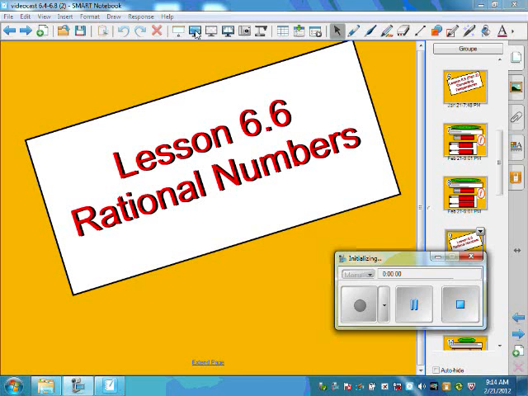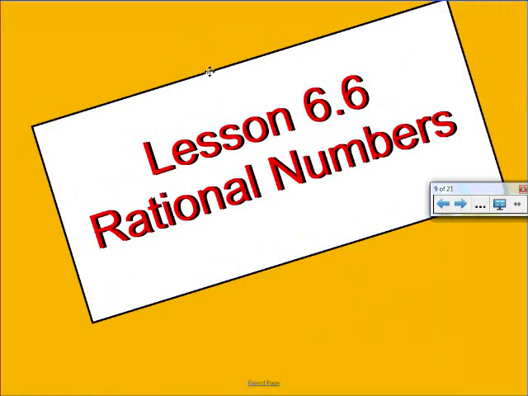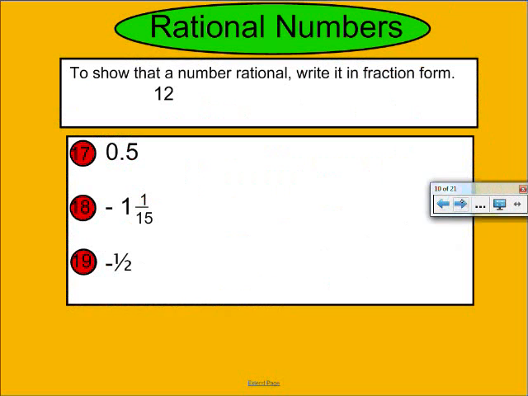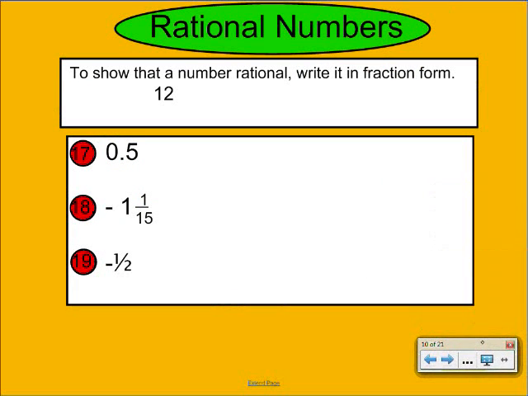Okay. Let's take a look at lesson 6.6, which would be rational numbers. To show that a number is rational, remember that we write it so that it looks like a fraction in fraction form. And if you take a look at my example here, the whole number 12 written as a rational number would be 12 over 1. Go ahead and take a look at numbers 17, 18, and 19. Write those as rational numbers. Pause the video cast while you work.